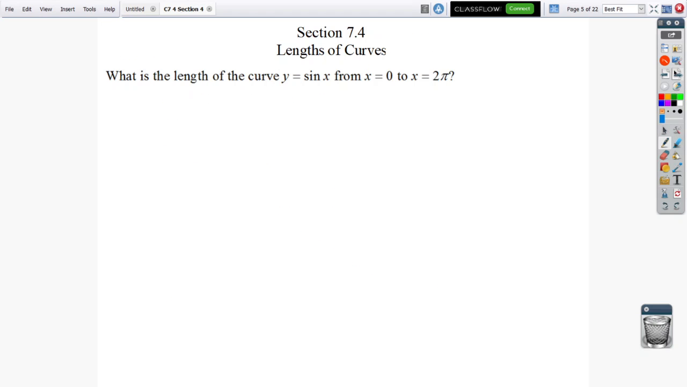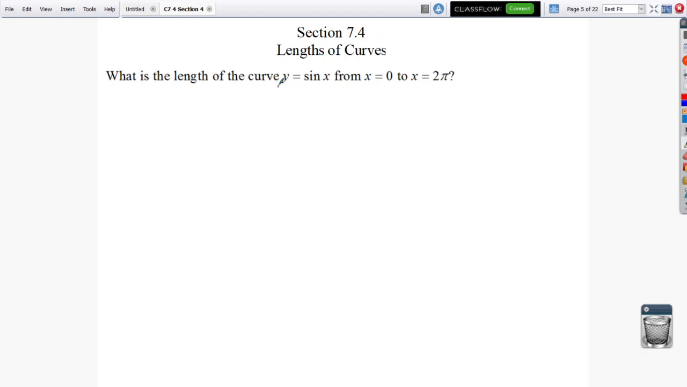I will also point out that for lengths of curves, once you get the formula filled out, it is kind of difficult to do the integration. So most of the time, whenever I've seen an arc length problem on an AP test, it has been: set up an expression, but do not evaluate it, for the length of whatever curve. So this particular problem might be: set up an expression for the length of the curve y equals sine of x from 0 to 2 pi, but do not evaluate it.